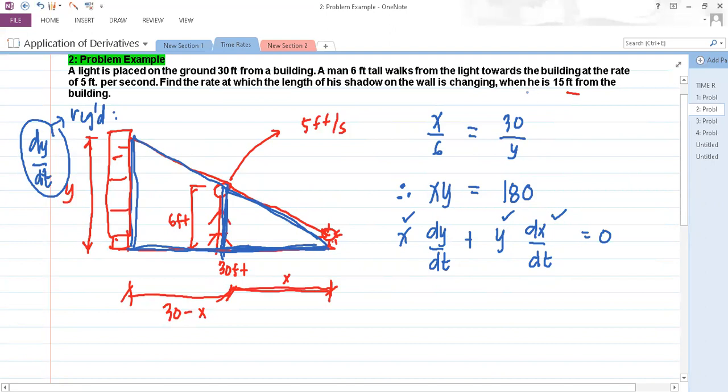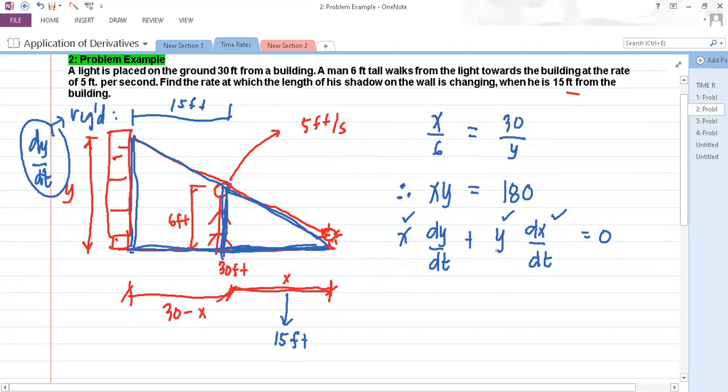Sabi niya, if he is 15 feet from the building, alam natin na yung buong length nito is 30. So we can now find our x, which is pagka 15 siya from the building, 30 yung lahat ng length ng building hanggang dun sa lamp, pwede natin kunin yung x that is 15 feet. That is 30 minus 15. So we have our x. dy/dt is our required.